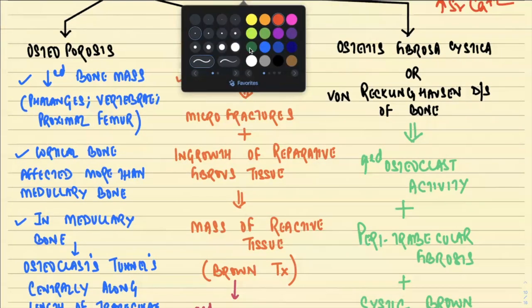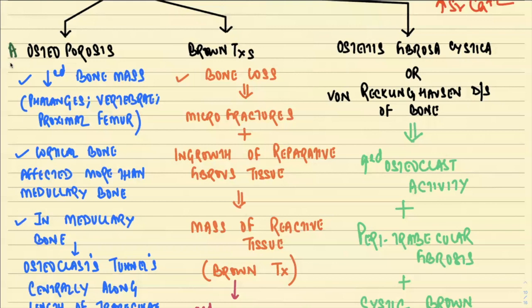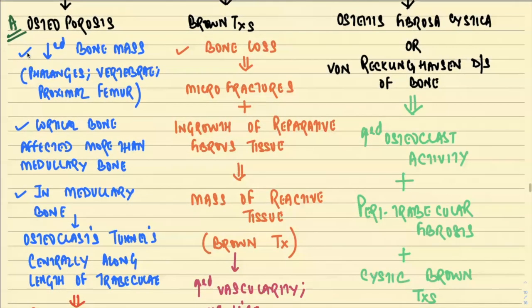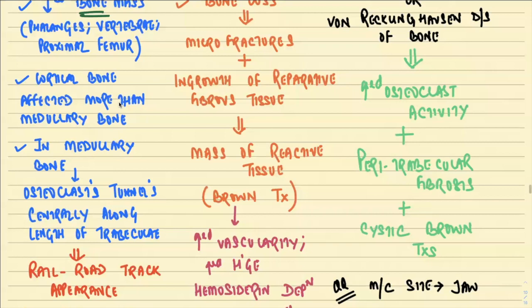So the first important skeletal lesion that we see, the patient is going to develop osteoporosis. Now, what is osteoporosis? There's a decreased bone mass. Why is the bone mass decreasing? Because all the calcium is being taken away, because the osteoclasts, which are nothing but the modified macrophages present in the bone, are eating away the bone. So there's a decreased bone mass, especially seen in the phalanges, vertebra, proximal femur. Second very important thing, the cortical bone is affected more than the medullary bone.